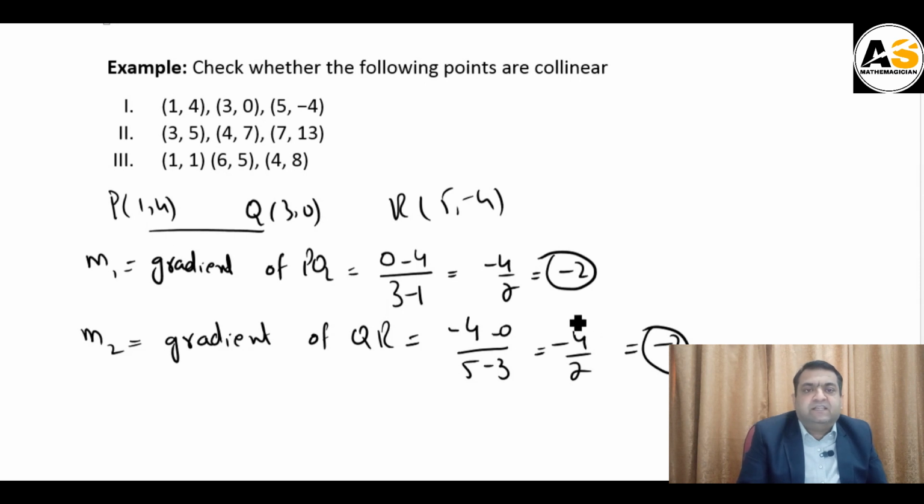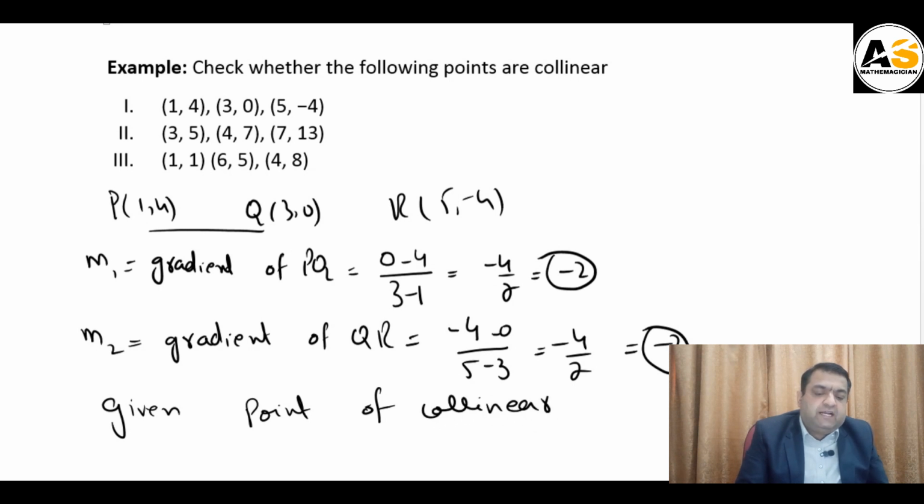Are these two gradients the same? Yes. So the points P, Q, R are collinear. Given points are collinear. So this is the application of gradient. We check the collinearity of 3 points.